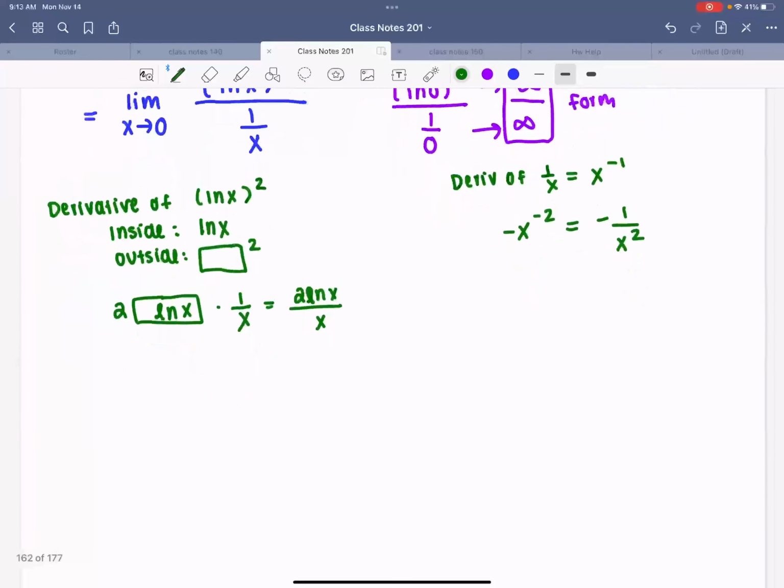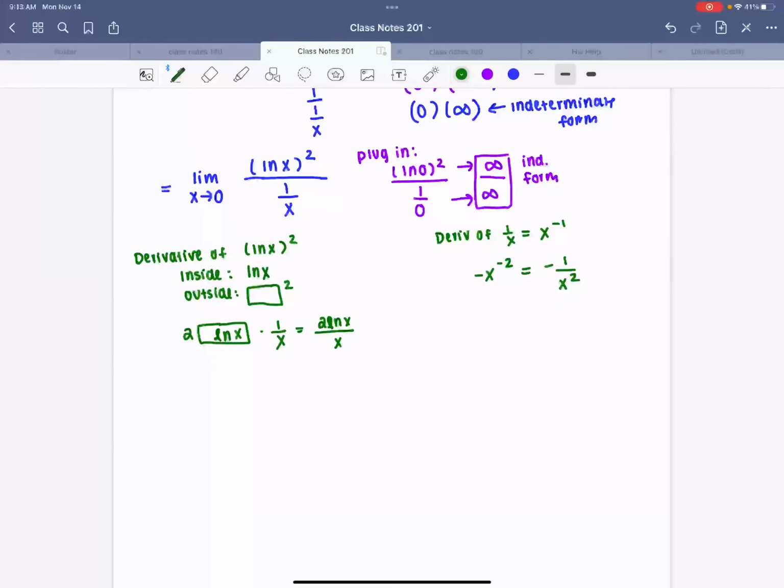All right, now we have all the tools that we need to apply L'Hopital's rule. I know what my derivatives are. I know what L'Hopital's rule is. So I'm going to write an equal sign with an LH on top just to tell myself I am using L'Hopital's rule here. I'm still going to have my limit as x goes to 0. Okay, and I'm going to stick the derivative of the top up top, 2 natural log of x over x. I'm going to put the derivative of the bottom on the bottom, -1/x squared.